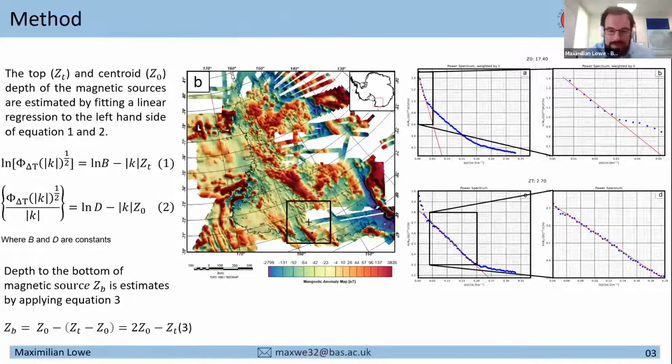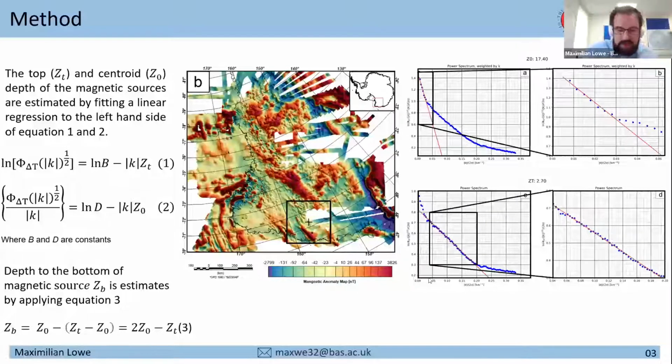Basically, we are searching for the bottom of the magnetic layer, which is called the Curie depth point, which correlates to the depth at which magnetic rocks lose the ability to generate a magnetic field due to an increased temperature. And that temperature is the 580 degrees isotherm called the Curie temperature.